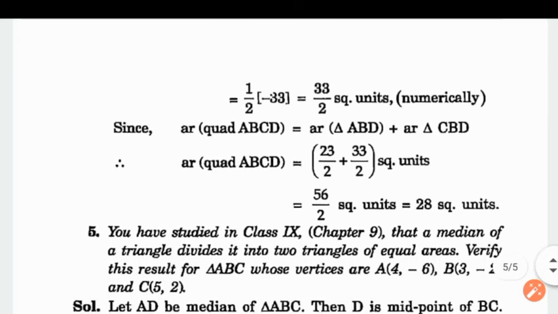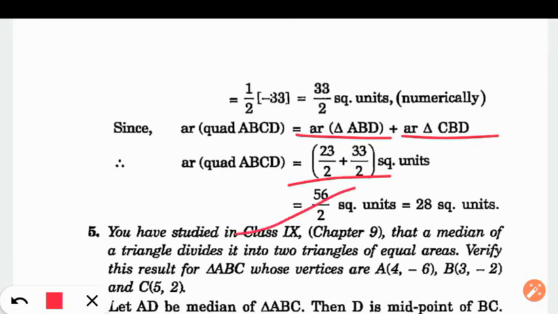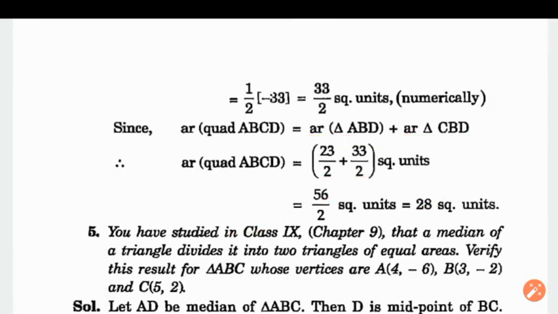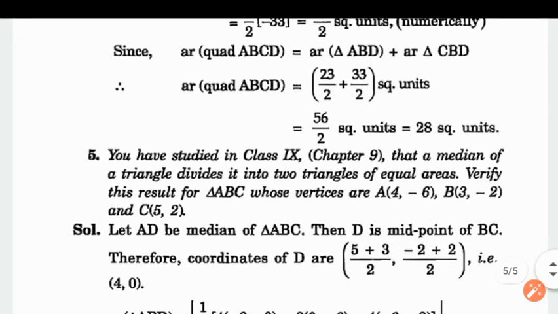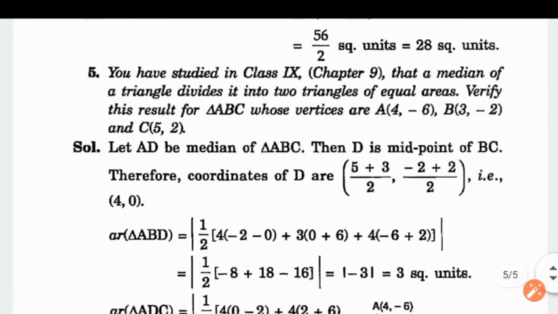So since the area of the quadrilateral ABCD is equal to the area of one triangle plus the area of another triangle, after adding this, I got 28 square units. Now let's do the last sum.